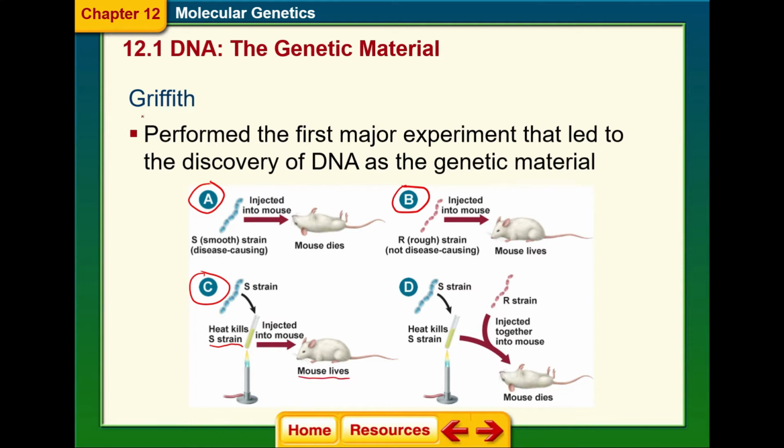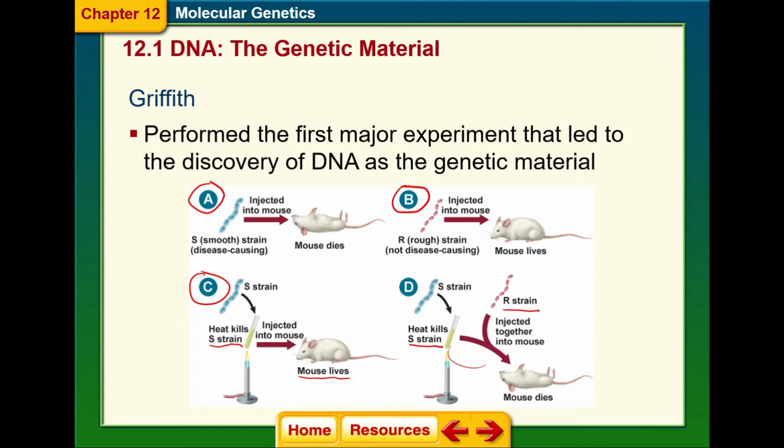But he did notice that when he injected the heated up and killed version of the S strain here, but also some living R strain bacteria, when those were injected together into the mouse, you actually would get a reaction. Even though up in B, when we inserted the rough strain of the bacteria into the mouse, it would live, and when we inserted the S strain of the bacteria into the mouse, it would live as long as the S strain had been killed before. Here in D, when we do both the killed S strain and the R strain, the mouse still dies.